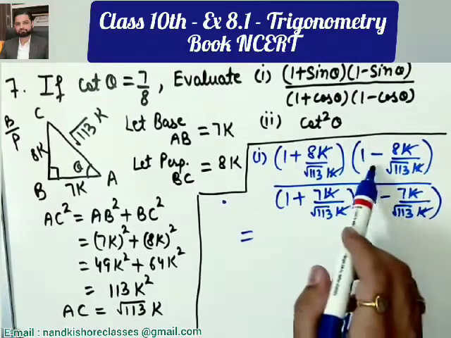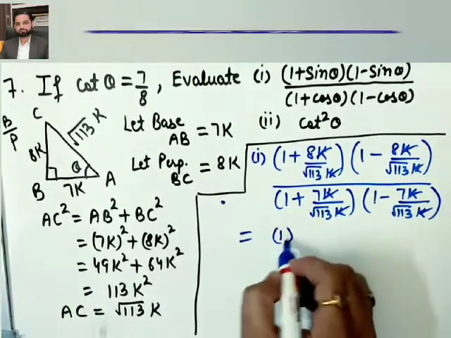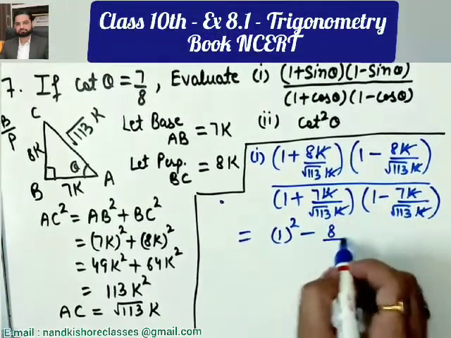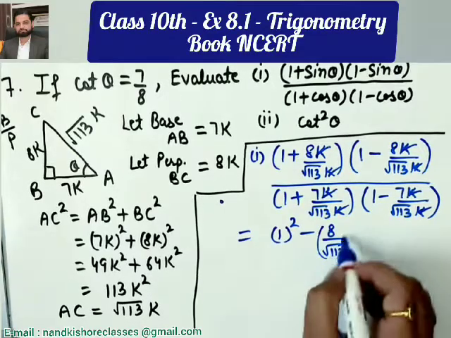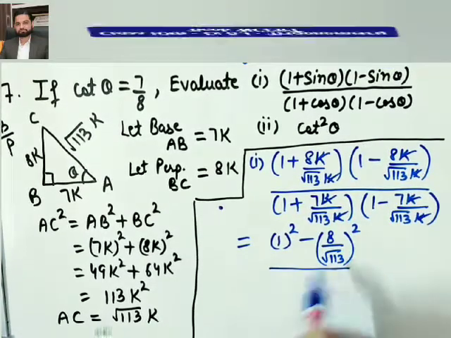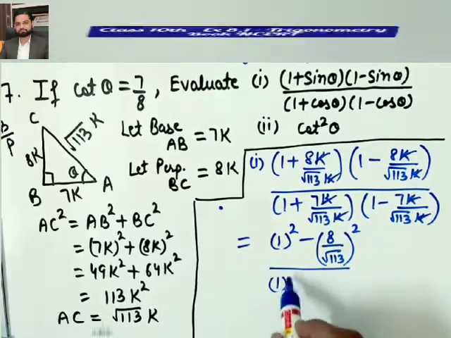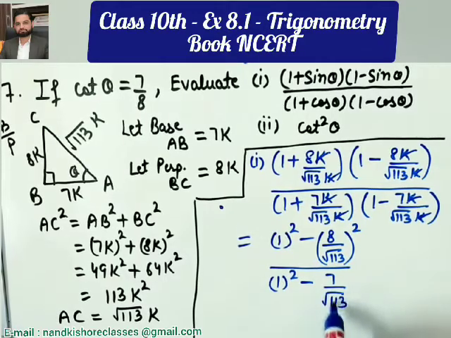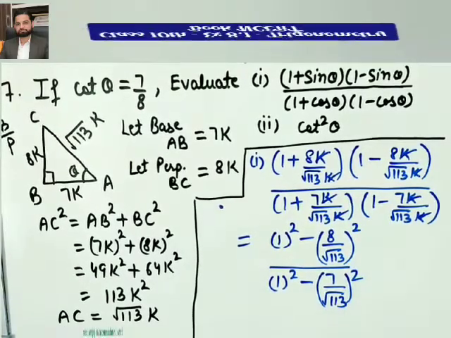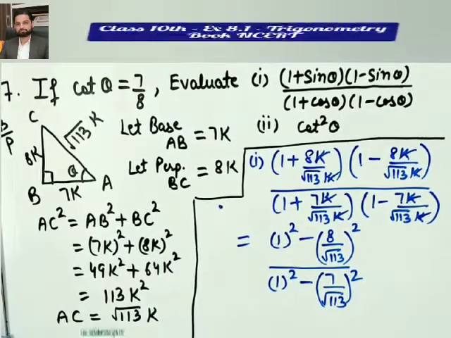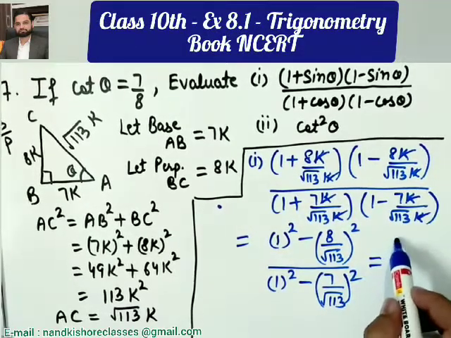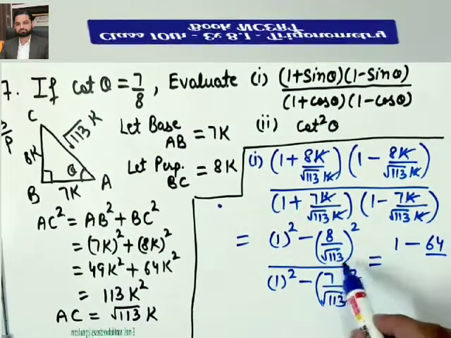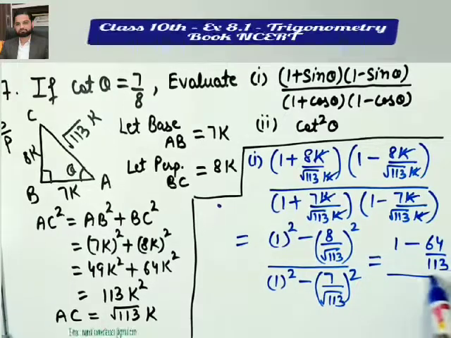A plus b, a minus b, that means a square minus b square. That means (8 upon root 113) square, and in the denominator a square minus (7 over root 113) square. I hope you are getting the concept clear now. What will we do ahead? 1 square is 1, 8 square is 64, and root 113 square is 113.